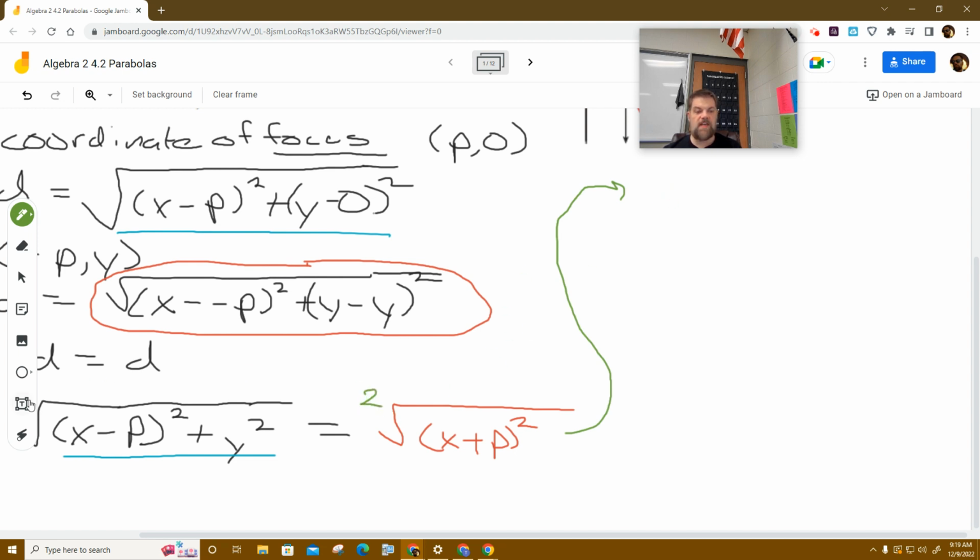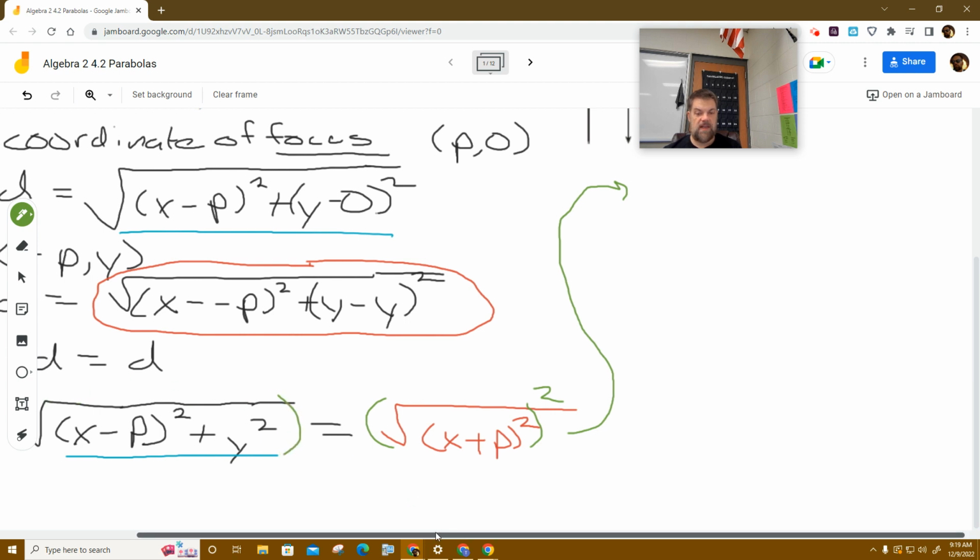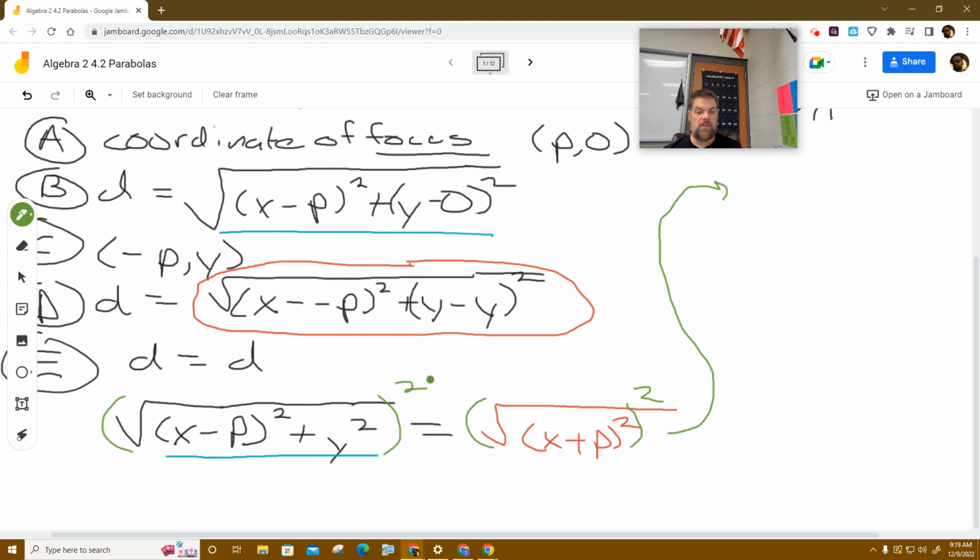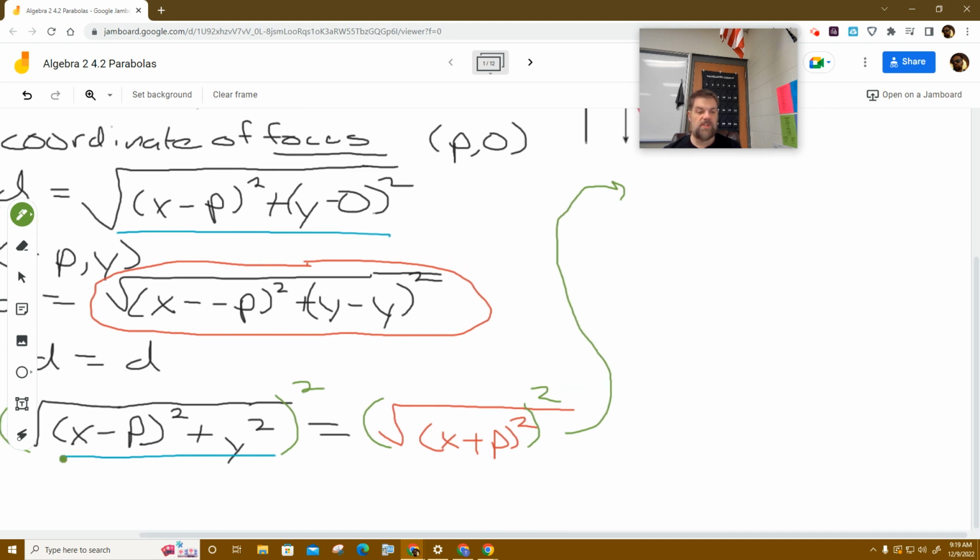So if I square this, and I can not square that, that's the wrong place to put it. So if I take this and I square it, and I take this and I square it, when you square a square root, you're left with just the base. So I'm going to have all this stuff that's stuck under the radicand. In other words, I'm going to have x minus p squared plus y squared is equal to x plus p squared. Does that make sense?